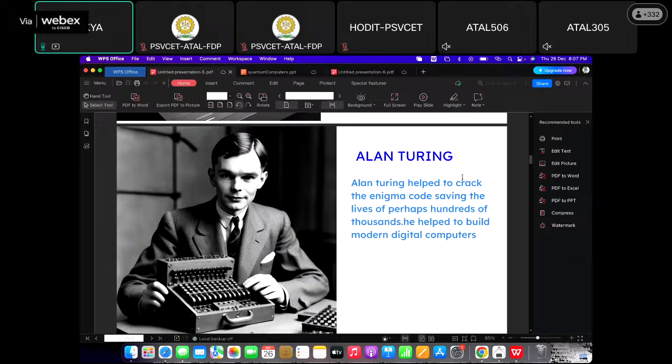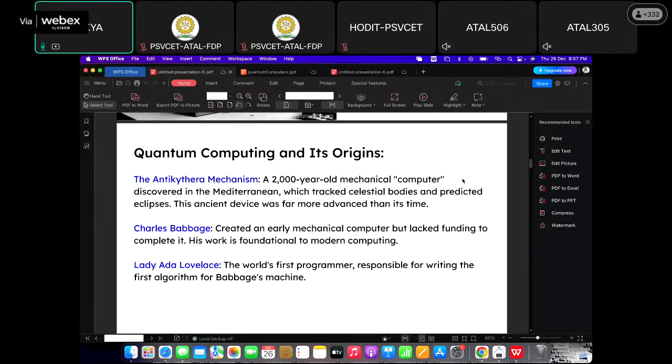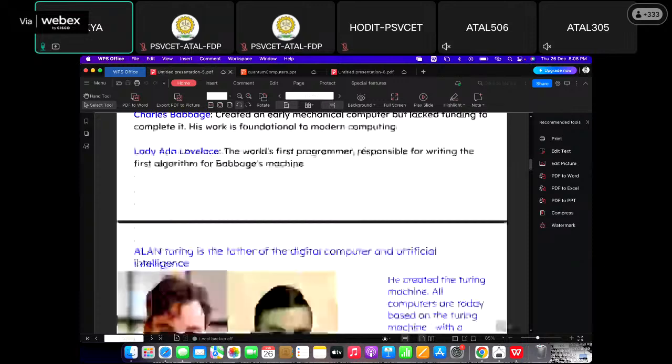He is a mathematician. Alan Turing helped to crack the Enigma code, saving the lives of perhaps hundreds of thousands of people. He helped to build the modern digital computer. Now you can check quantum computing and its origin. First, the analog computer, which existed in 1901. Second, Charles Babbage, one of the founders of computers, created an early mechanical computer but lacked funding to complete it. Number three, Lady Ada Lovelace, the world's first programmer, responsible for writing the first algorithm for Babbage's machine.